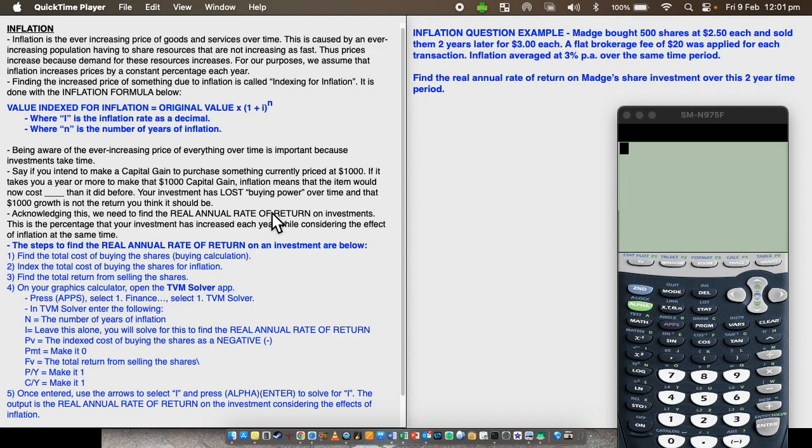All right. Finding the increased price of something due to inflation is called indexing for inflation. How do we do that? We use this formula here. So I'll give you some writing time. The value indexed for inflation is the original price of the thing times by, in brackets, 1 plus I, and those brackets are to the power of n. What is I? I is the inflation rate as a decimal. N is the number of years of inflation. So a little bit of writing time there. You can leave that formula on your cheat sheet, and then I'll explain why. That's important for shares.